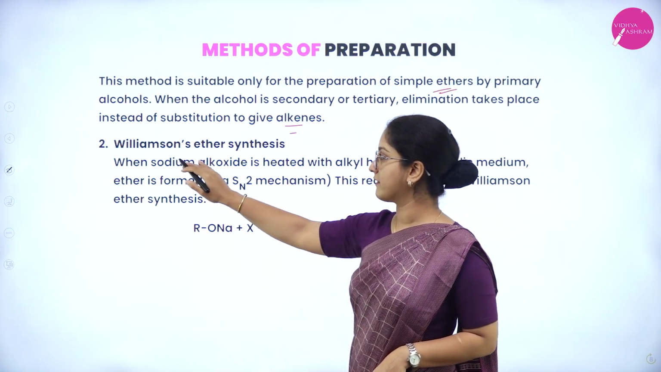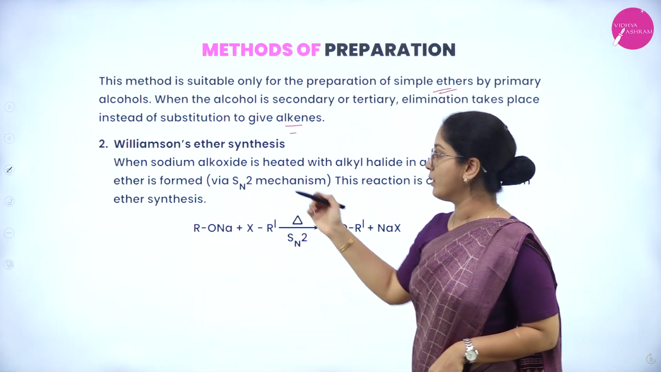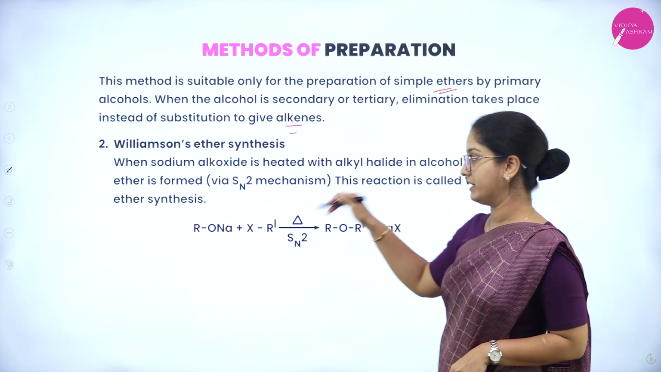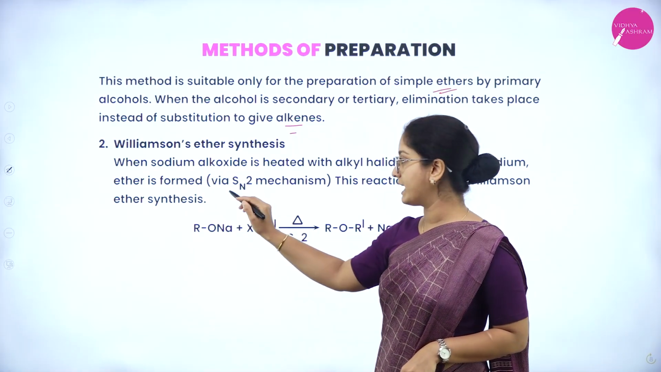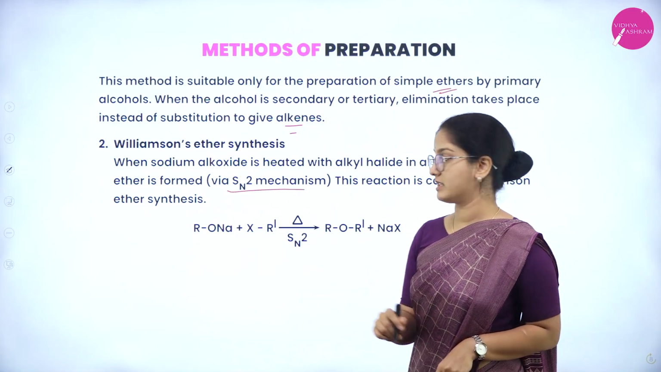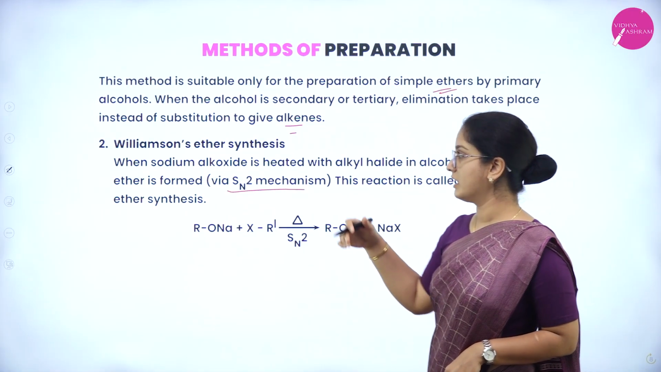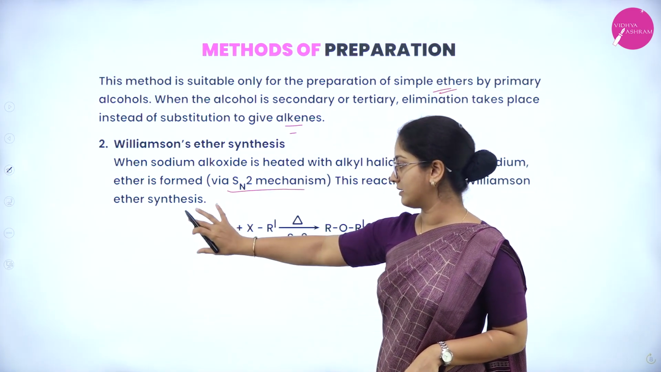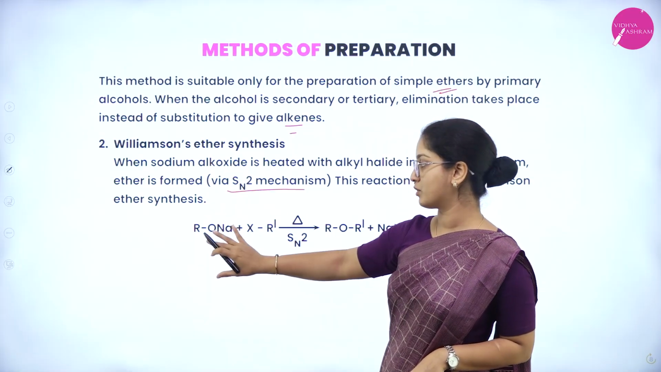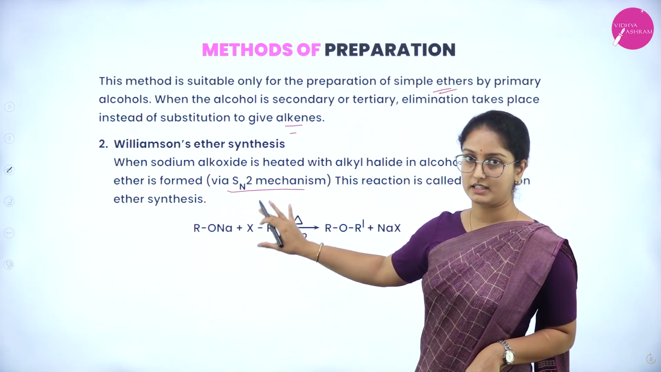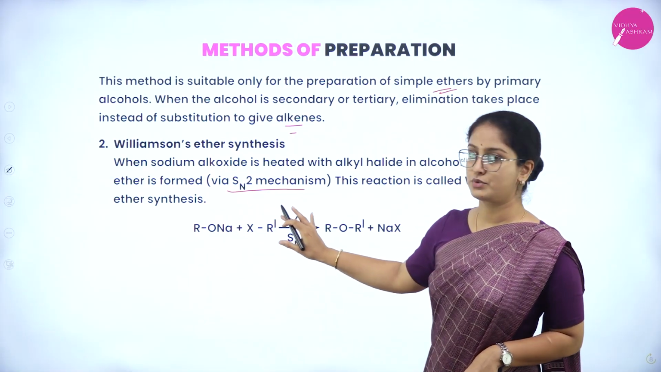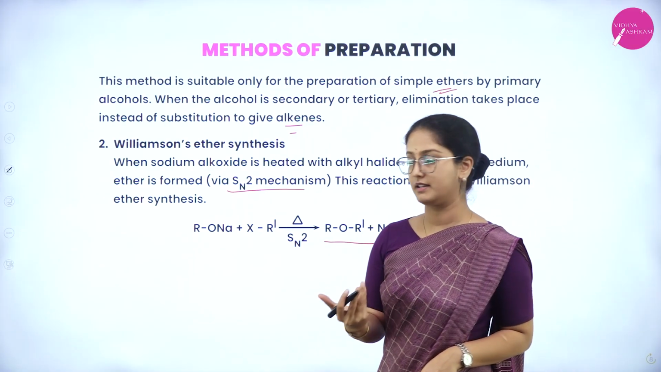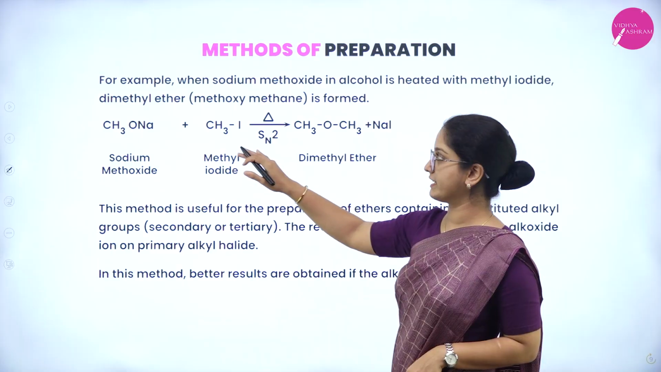So the second one is Williamson's ether synthesis. When sodium alkoxide is heated with alkyl halide in alcoholic medium, ether is formed based on the SN2 mechanism. So this reaction is called Williamson's ether synthesis. Here is a general equation wherein sodium alkoxide plus alkyl halide under SN2 mechanism provides ether plus sodium halide.